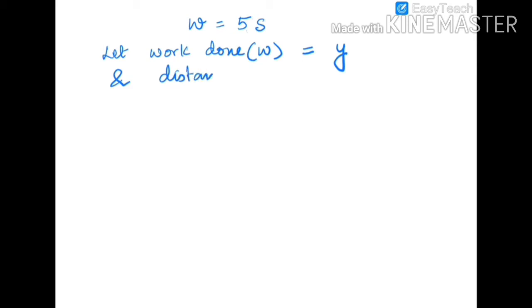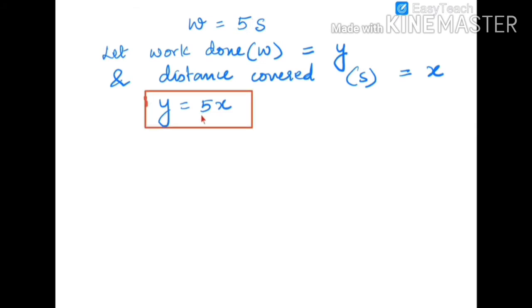So we have work done equal to 5 times distance covered. Let work done be denoted by Y and the distance covered be denoted by X. Then this equation can be rewritten as Y equal to 5x. Now to represent this equation on the graph, let's find the solution points. For that we need to draw a table.